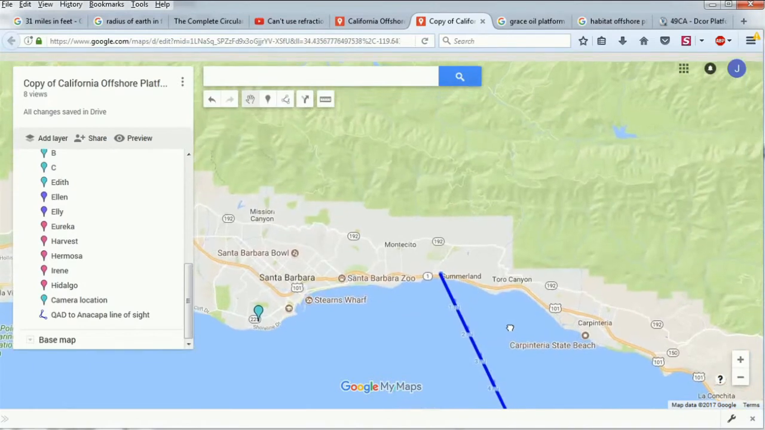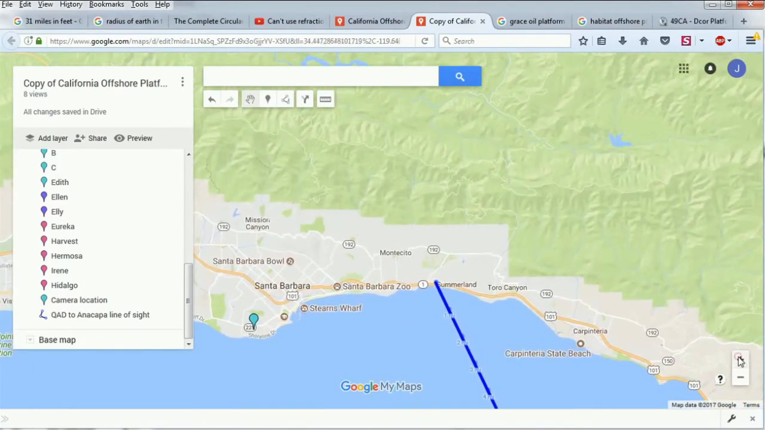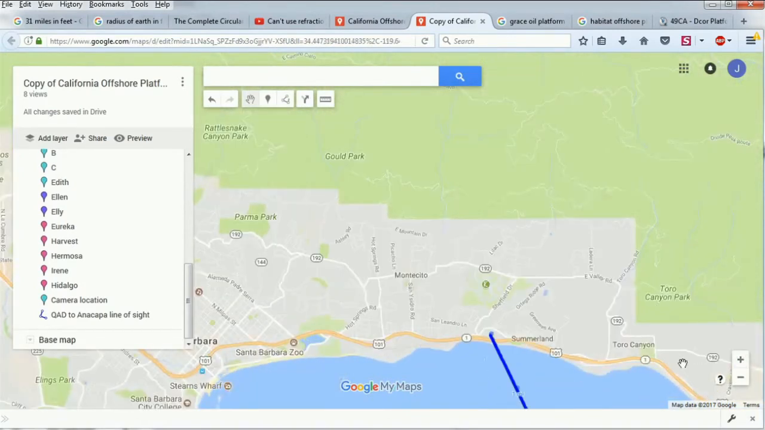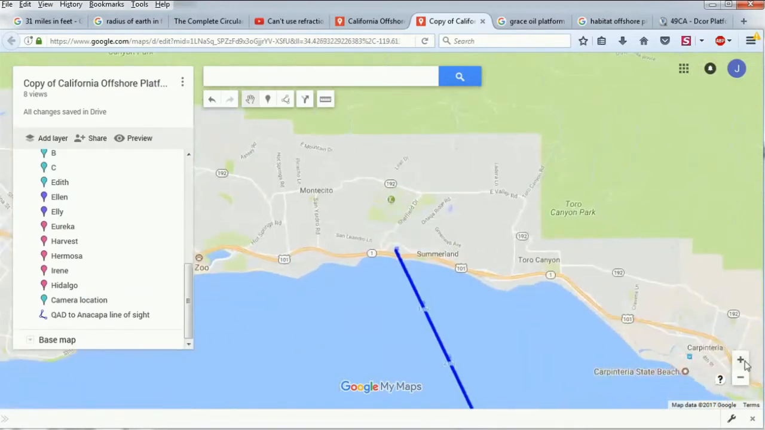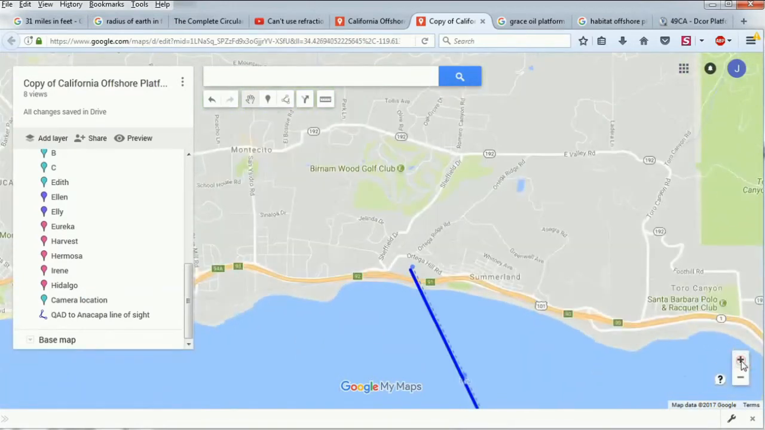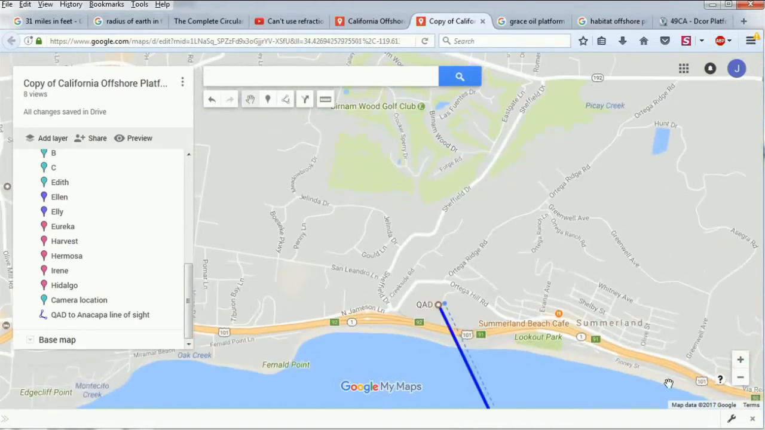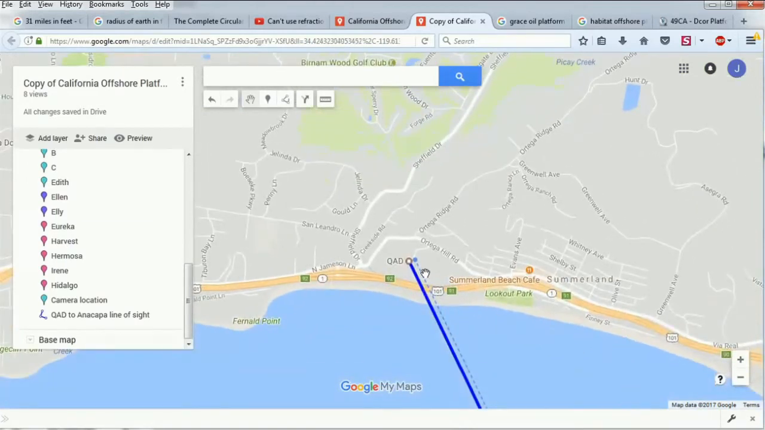And here's Summerland. So what we're going to do is zoom in on that. There you go. QAD. So I've got two lines. I put in a line of sight, so that way I could go straight over the top of Platform Grace all the way to Anacapa Island East, and I'll show you where it crosses both of those points. And then the second dash line is a measurement line.